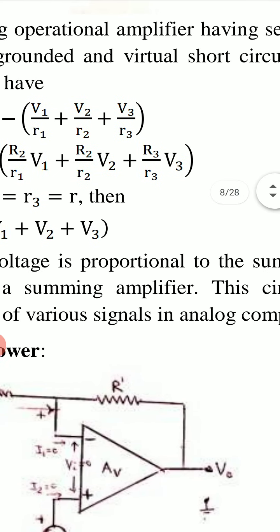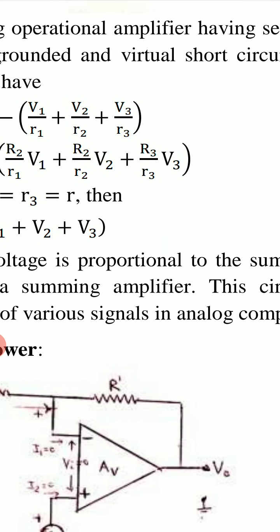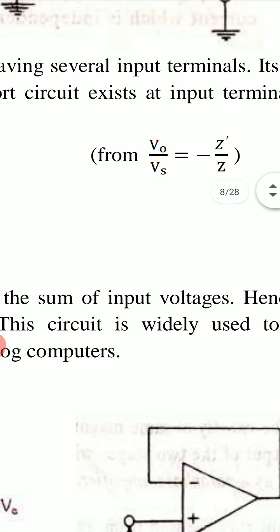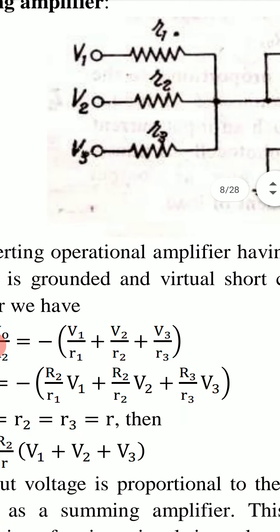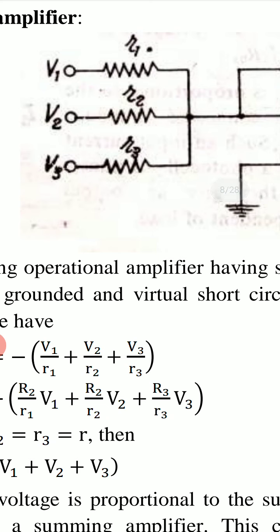This is the sum of three input currents. Vs upon Z is current through input, and it is equal to V1 upon R1 plus V2 upon R2 plus V3 upon R3. V1 upon R1 is current through resistance R1, V2 upon R2 is current through resistance R2 and V3 upon R3 is current through resistance R3.